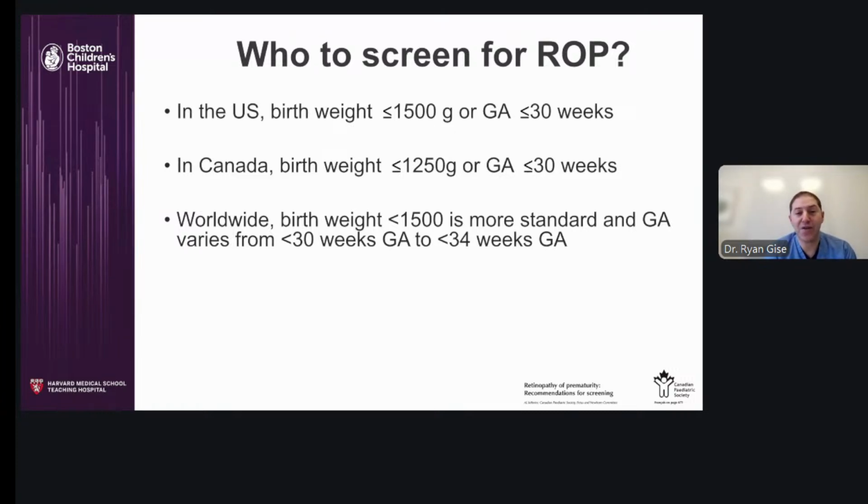In Canada, they're actually a little more loose in their criteria, so they screen 1,250 grams or less instead of 1,500 grams. And then the criteria worldwide varies depending on where you are and your NICUs, because obviously kids may be older but more at risk.